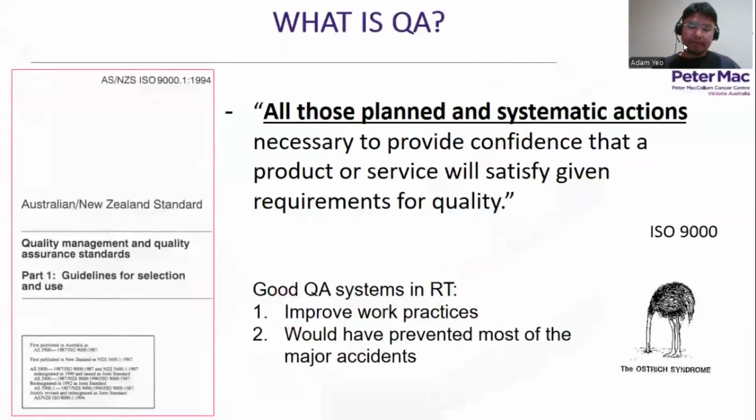So to think about what is actually involved in the QA process. Every single product, when you buy your clothes from the shopping center, that product has been QA'd. QA is all those planned and systematic actions necessary to provide confidence that a product or service will satisfy given requirements for quality. Good QA systems in radiotherapy typically improve work practices and would have prevented most of the major incidents and near misses.